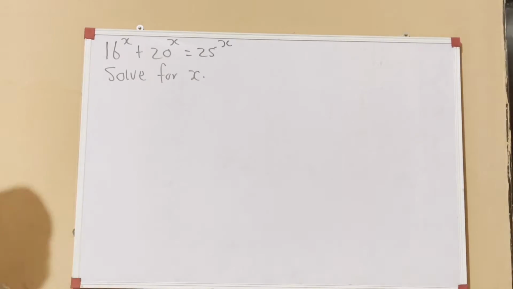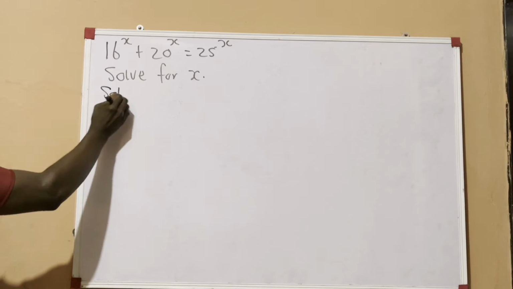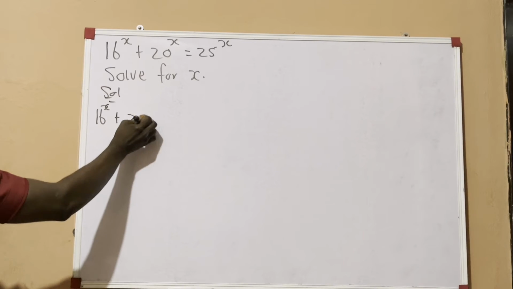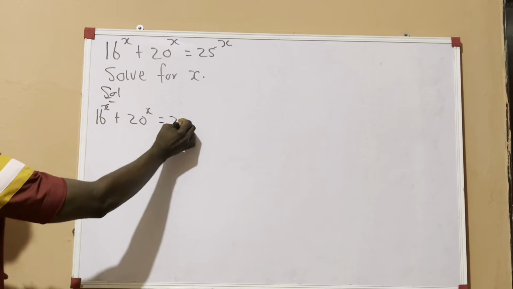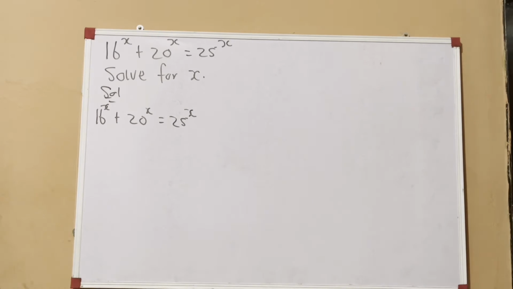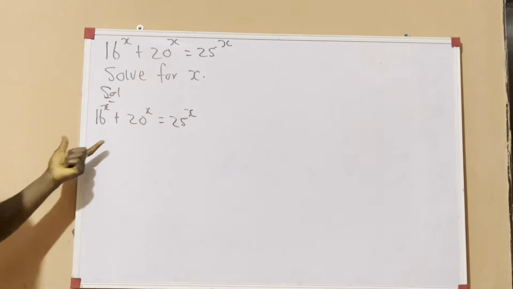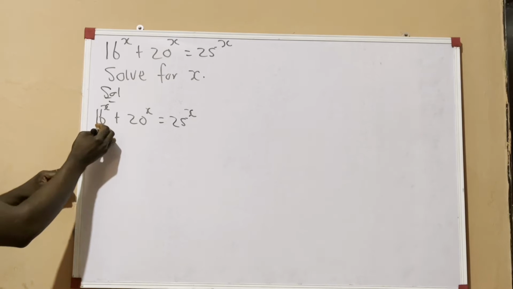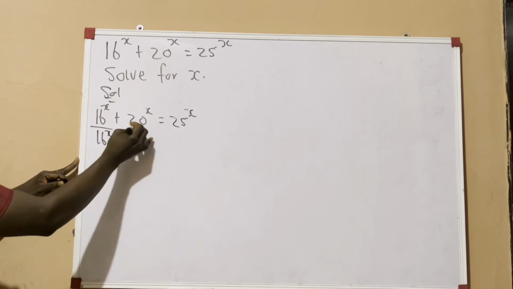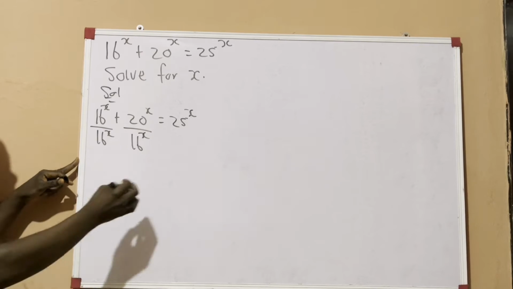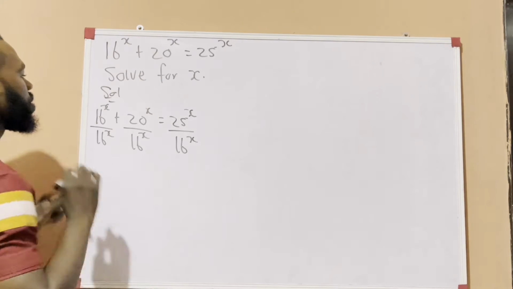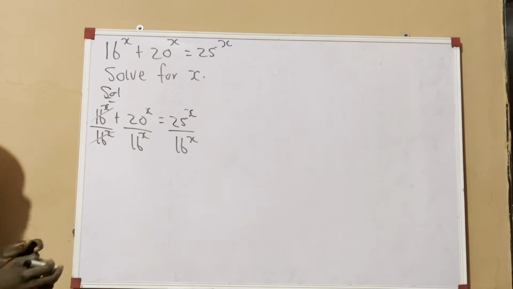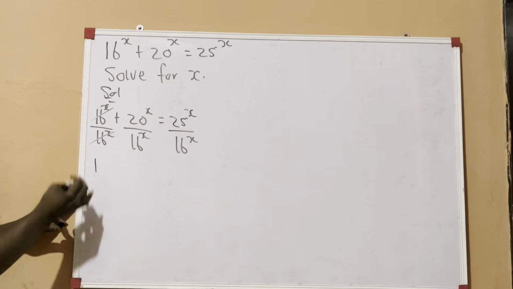Okay, let us see what we can do here. The question given was 16 raised to the power of x plus 20 raised to the power of x equal to 25 raised to the power of x. Alright, let's begin by dividing all through by 16 raised to the power of x. So here it becomes over 16 raised to the power of x, over 16 raised to the power of x, and also over 16 raised to the power of x. And of course, we know 16 raised to the power of x cancels out 16 raised to the power of x, and we will get 1.